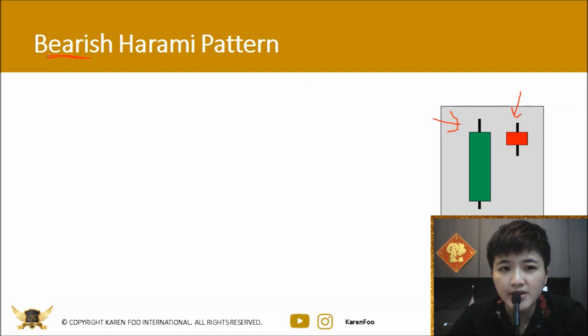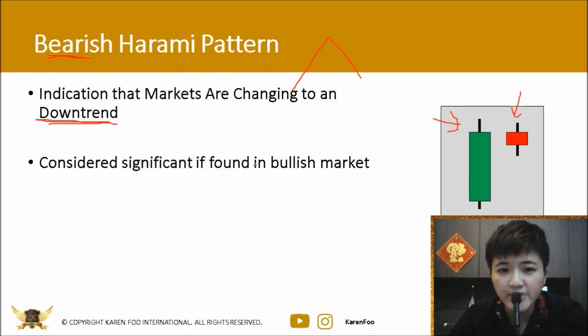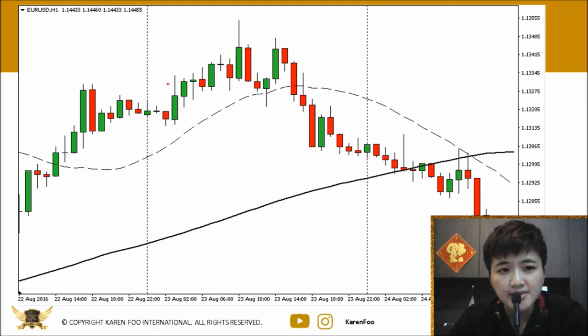As the name suggests, it means that the price is going to go on a bearish trend. Meaning you'll see the price goes up. You see a bearish harami pattern forming. It's a signal for you to take profit before the price retraces. So in the case that the market is going to change to a downtrend, it's significant if it is found in a bullish market. So give you an example again, can you find where the bearish harami pattern is?